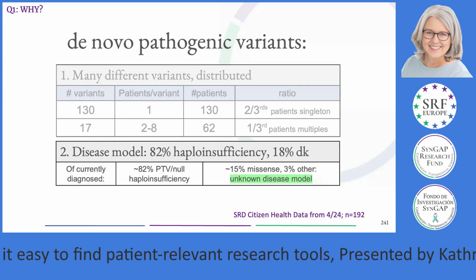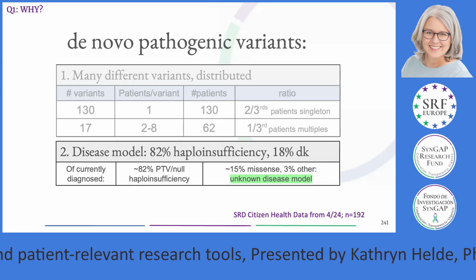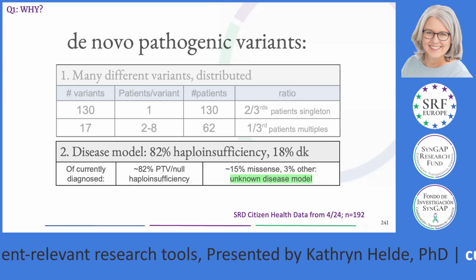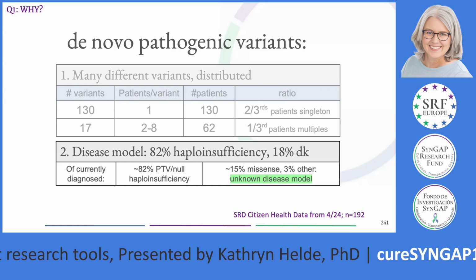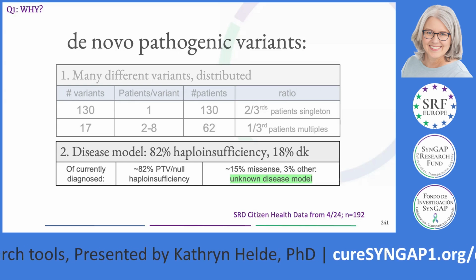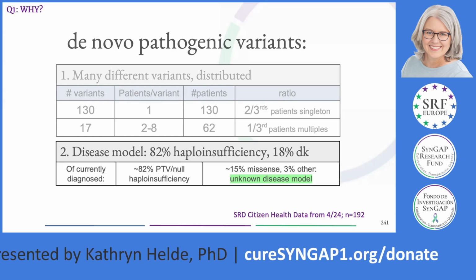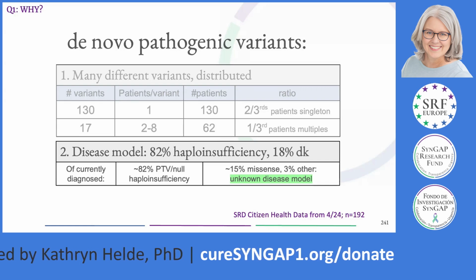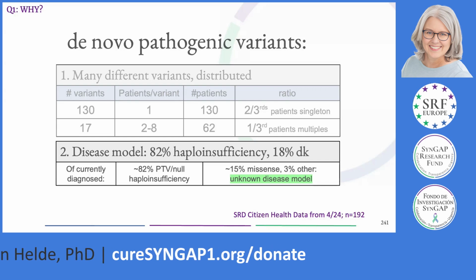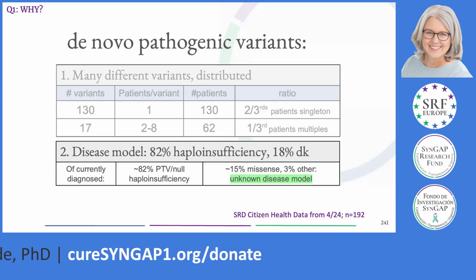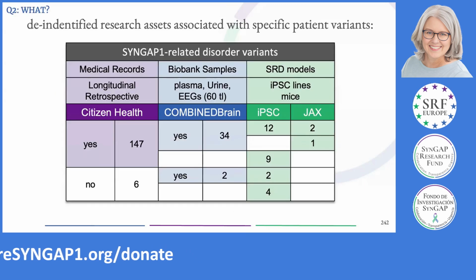So the disease model then, in a different analysis, I can tell you that 82% of that 192 have a protein truncating variant or some other type of null, like a large deletion. That means we pretty much understand the disease model. It's expected to be haploinsufficiency. The other 18% we don't actually know. About 15% of the patients have a missense in this cohort, and about 3% have something else that we aren't exactly sure how to describe.